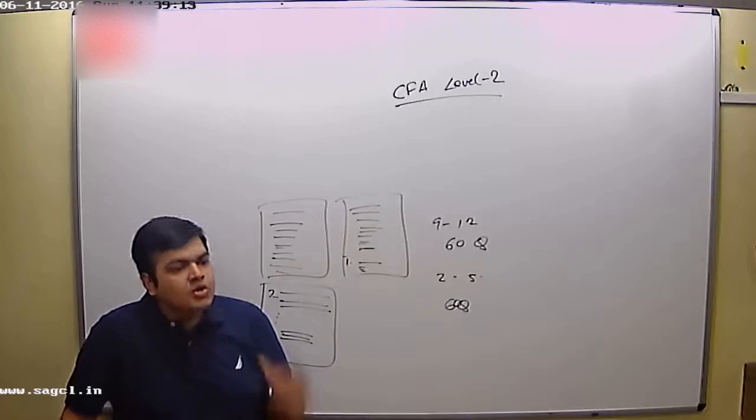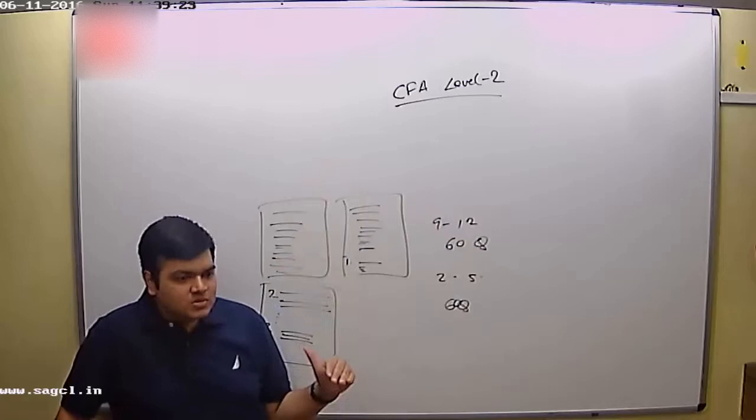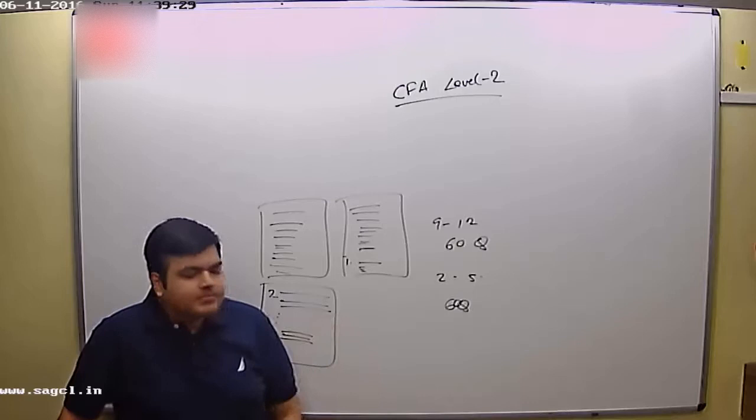Okay, this is done, then you move on to this portion. Okay, this much is done, then you move on to this much portion. So I'll give you an order of preference, because it makes more sense to work that way. Well, are you following this part? So you'll be using your Schweser books.